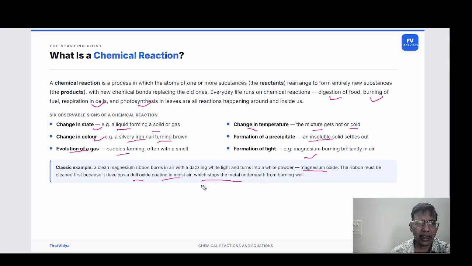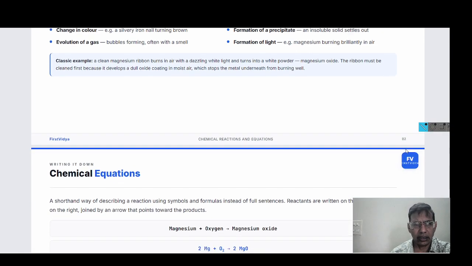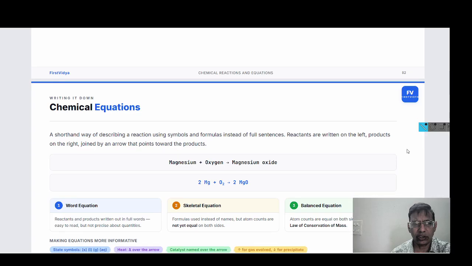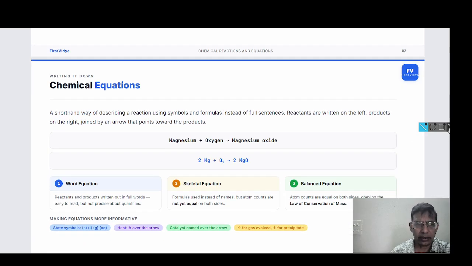So how do we know that a chemical reaction is happening? Changing of state, color, evolution of gas, change in temperature, formation of precipitate, formation of light. All these are signs that a chemical reaction is happening, right? So let's move ahead and see chemical equations. Now the next topic is chemical equation.